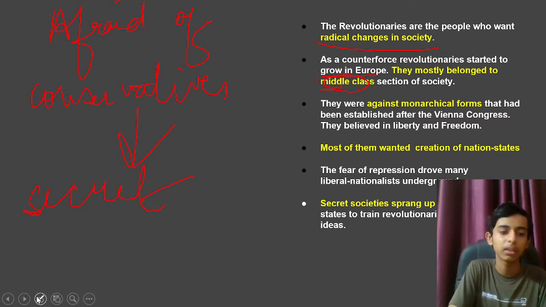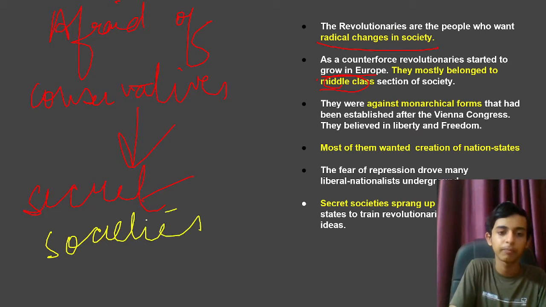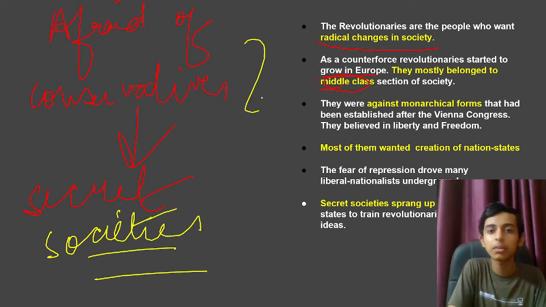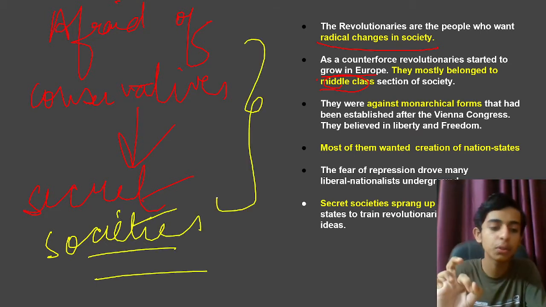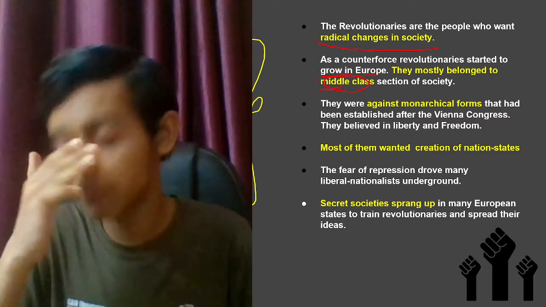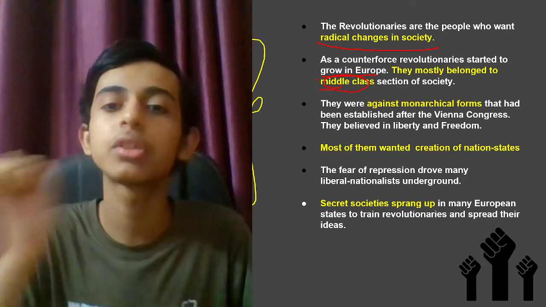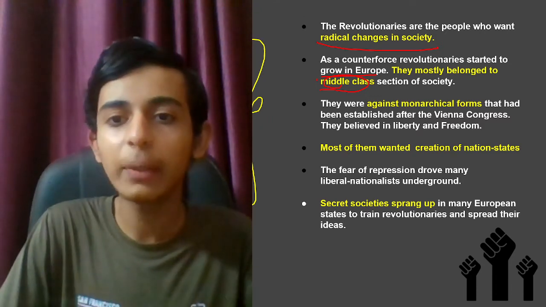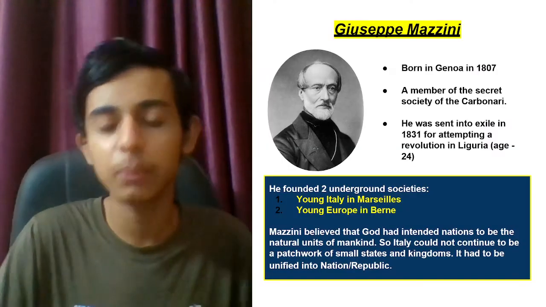I think the pen is not visible. Yes, underground societies which the conservatives couldn't get to know. Okay, to train them, because if they were trained in front of the monarchs, the monarchs couldn't tolerate that. So that's why underground societies were made.